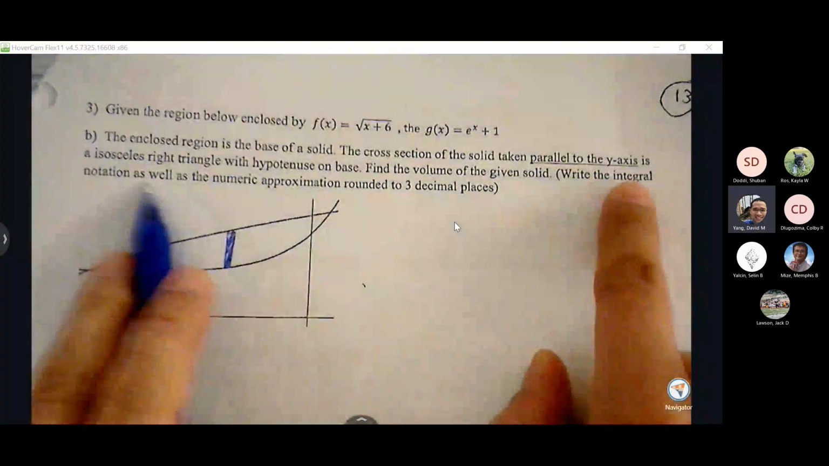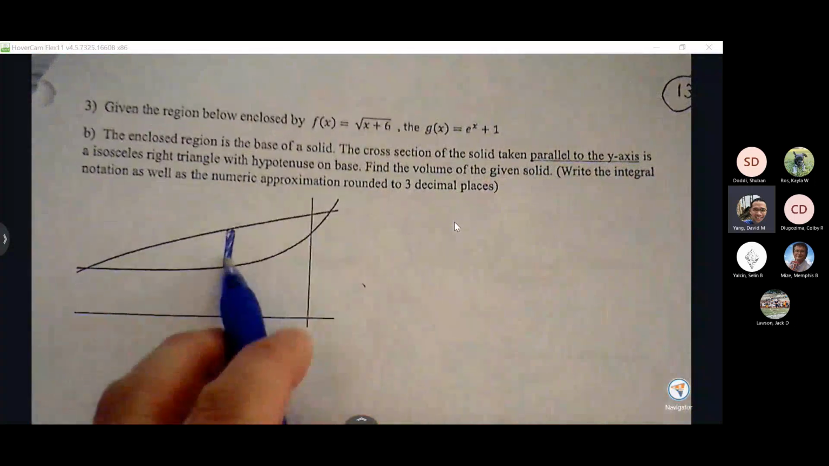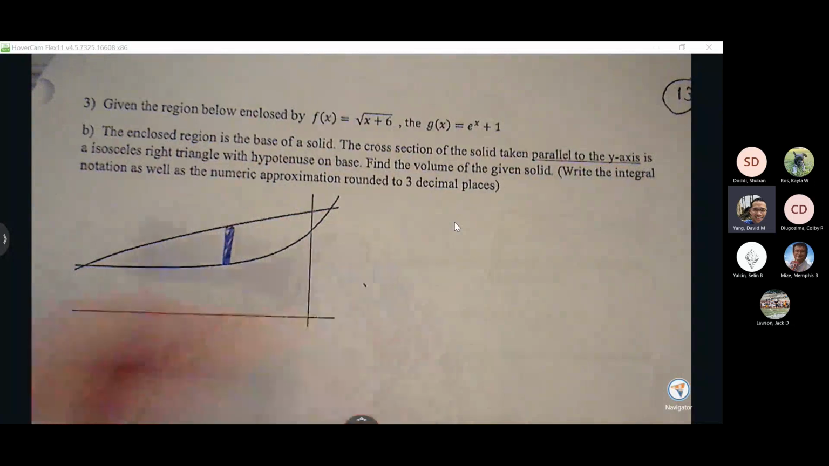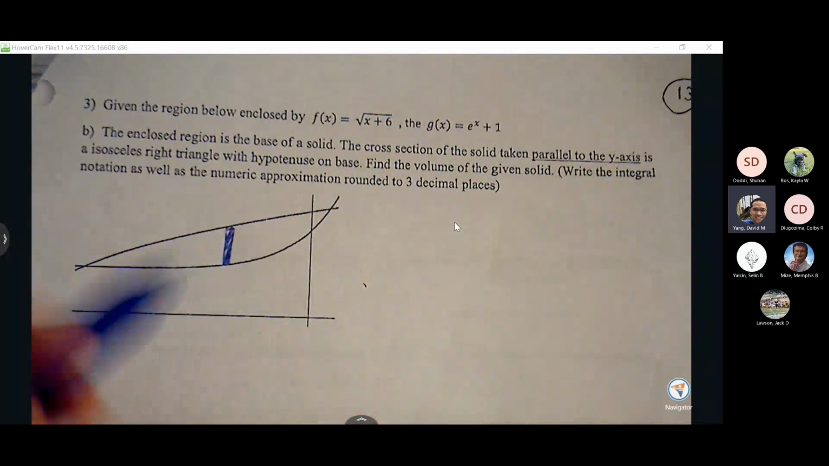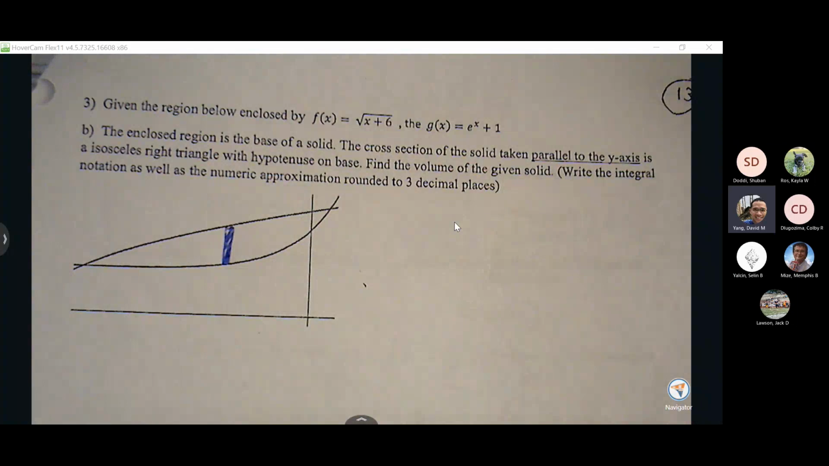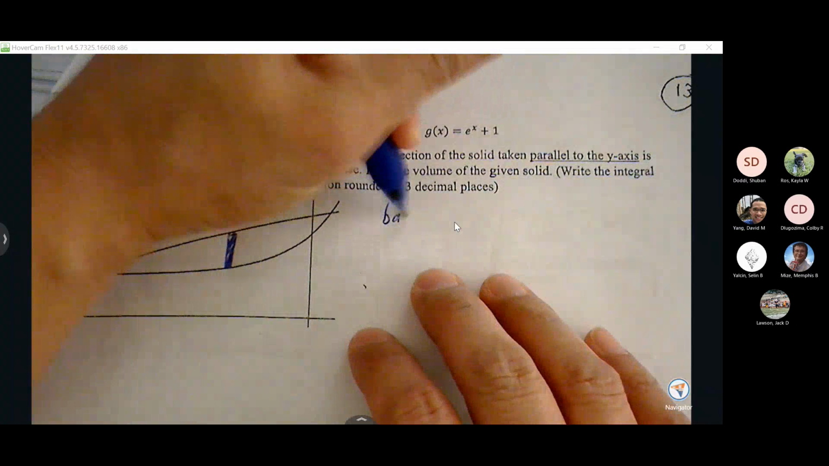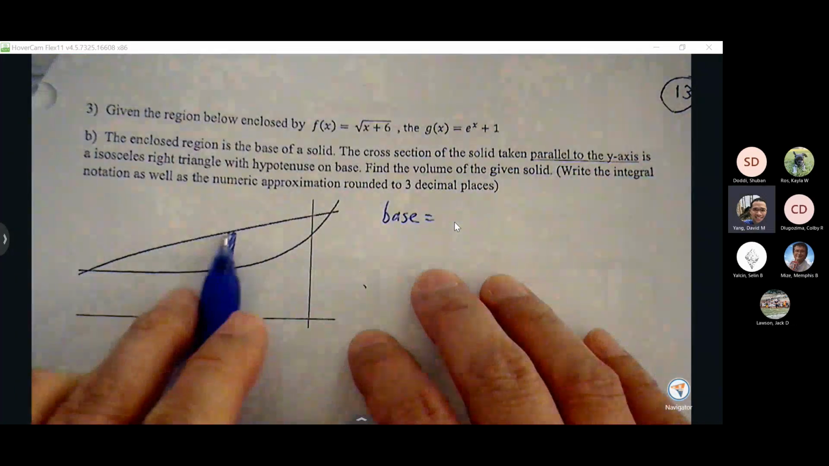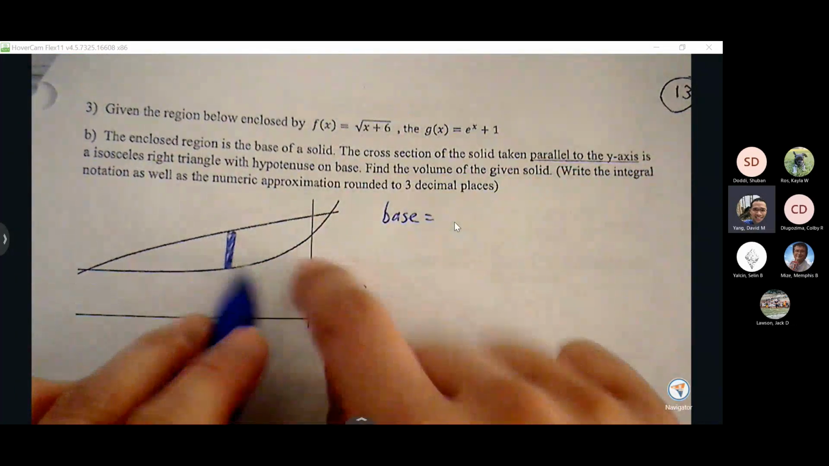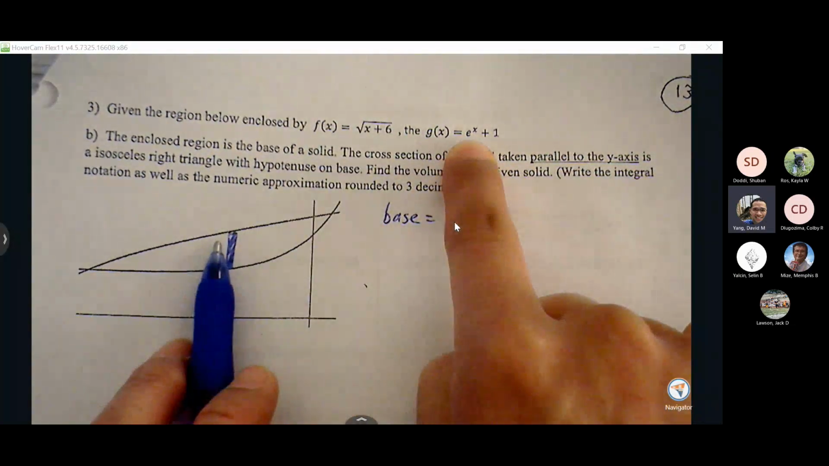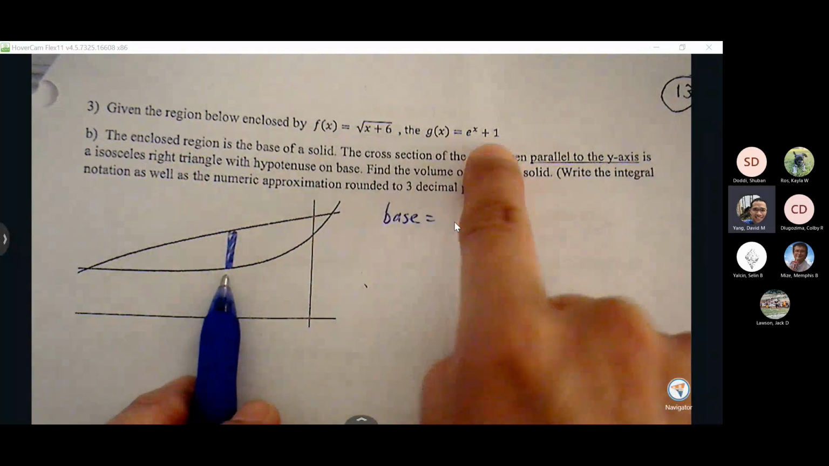Okay, so we're going to be building isosceles right triangles with hypotenuse on the base. So triangles that are going to stick out of this page. First we're going to build the length of the base, then the area of this triangle, and then we'll put integral notation around it to give it that third dimension. Okay, so top minus bottom. That's the nice thing about top minus bottom, we can hold on to these functions. No need to rewrite anything. The top is sitting at the square root. The bottom is sitting at the exponential.